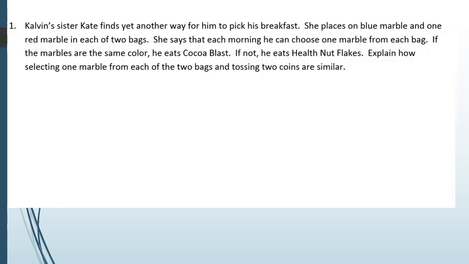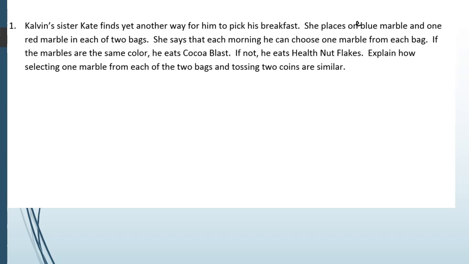Calvin's sister Kate finds yet another way for him to pick his breakfast. She places one blue marble and one red marble in each of 2 bags. She says that each morning he can choose 1 marble from each bag. If the marbles are the same color, he eats Cocoa Blast. If not, he eats Health Nut Flakes. Explain how selecting 1 marble from each of the 2 bags and tossing 2 coins are similar.